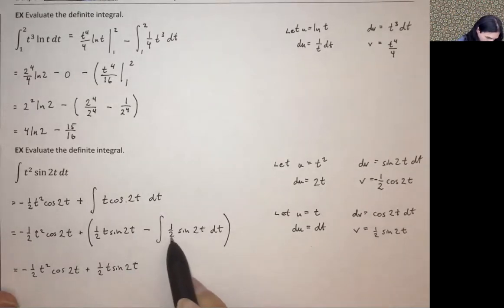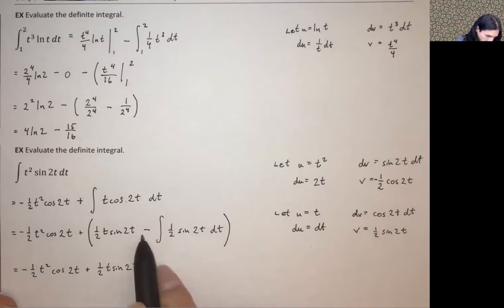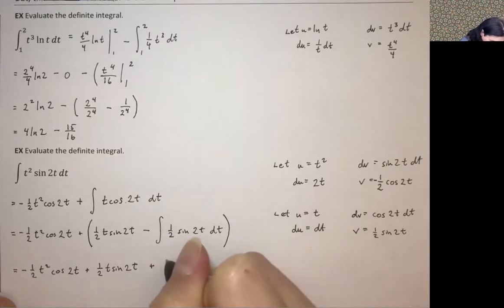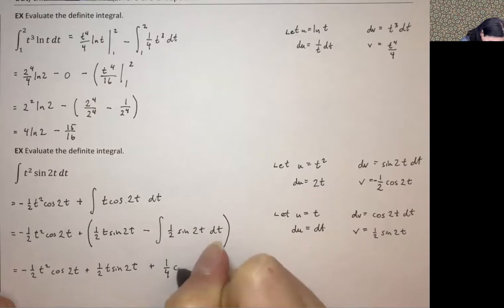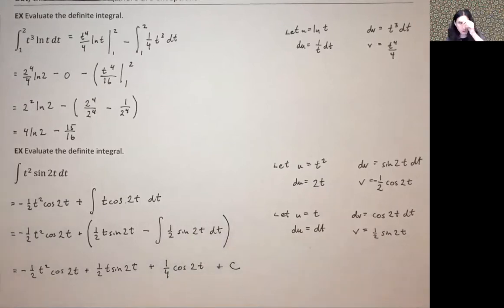So I'm going to need another factor of a 1/2 to cancel the 2 that comes out. And I'm going to need a cosine. I've already got a minus sign here, so it looks like we're positive. 1/4 cosine 2t plus a c. Okay.